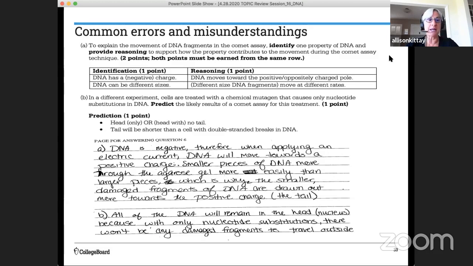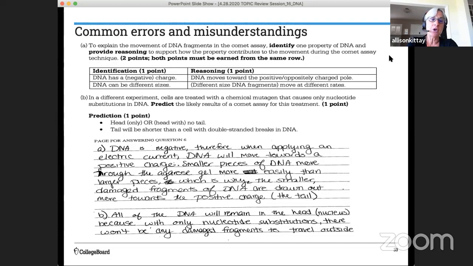So let's look at the scoring guideline for part A. You needed to identify that DNA has a negative charge, which means that when you place that electric current on it, it will move toward the positive pole. The other thing that needed to be identified is that DNA can be of different sizes, and we know that different sizes of DNA fragments will move at different rates in an agarose gel. The smaller ones move more quickly because the gel is porous, and the small fragments can travel through the pores at a faster rate, and the large fragments have a more difficult time getting through those pores. That part was worth 2 points, and you needed to get both the identification and the reasoning to get those points.